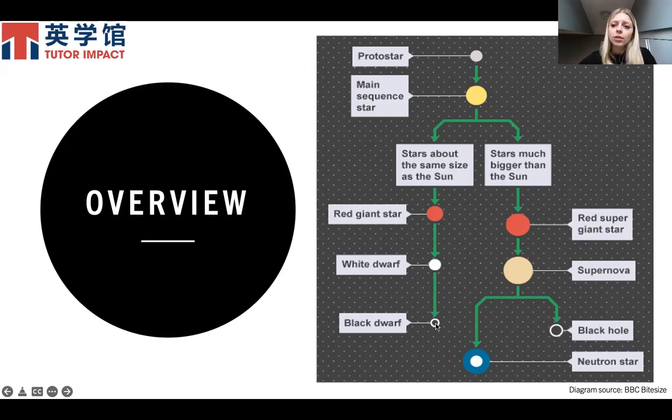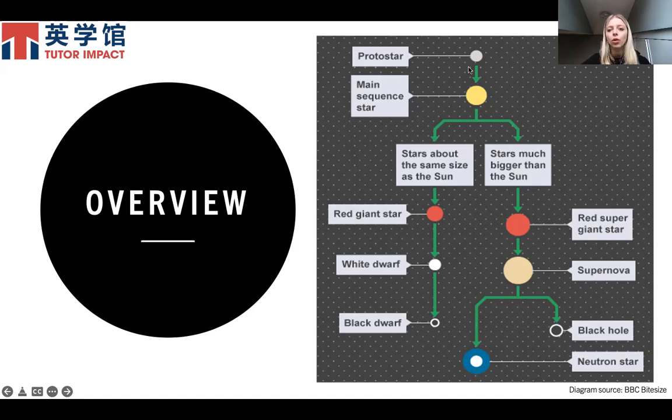And in contrast to that, stars that are much bigger than the sun in mass follow this right-hand path. So they go to red supergiant star, which we have on the right-hand side. They then become a supernova, which again, we will go on to discuss in a second. And then they have two options. Again, depending on their size, they can become a black hole or a neutron star. So the stars that are much bigger than the sun also have another sub-division of stages, and that is at the end between a black hole and a neutron star. But we will discuss this in turn.